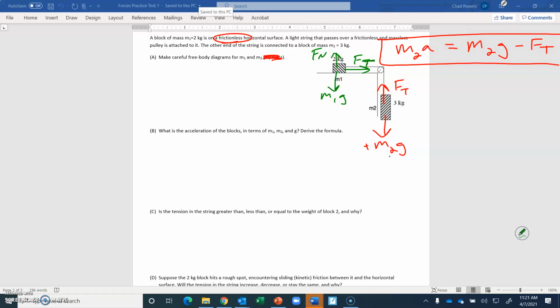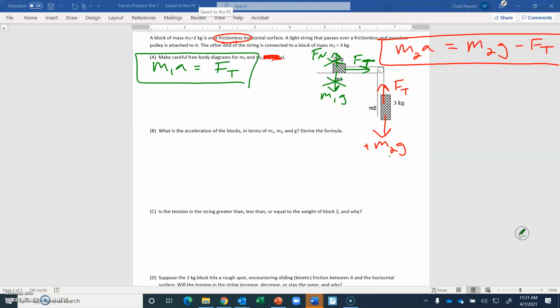Right? A lot of people yesterday were putting an Ff arrow in there. There isn't any friction. It says frictionless. Okay, so what's the net force here? Well, these two cancel out because we're on flat ground, right? So the net force here, M1A, is going to equal just Ft.